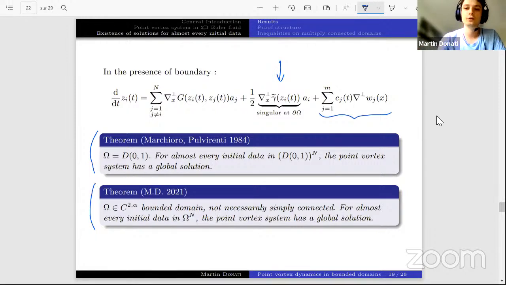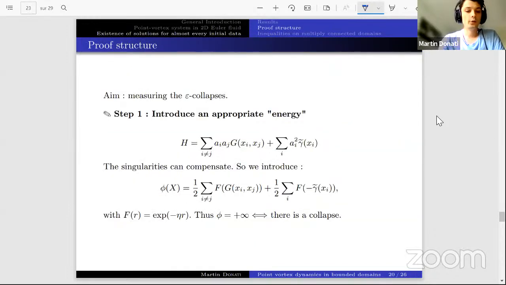And what I want to do in the remaining time is try to explain how the proof works. So what is the aim? The idea of Marchioro and Pulvirenti was to measure the epsilon collapses. So I will introduce many things with the goal to compute the probability of the points getting close to each other, like with distance epsilon, or close to the boundary, with distance epsilon to the boundary.